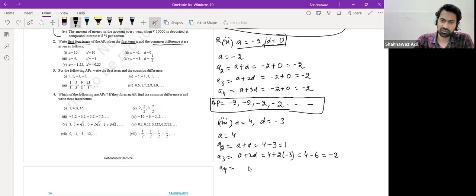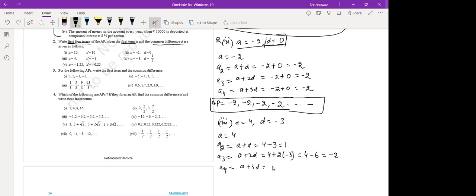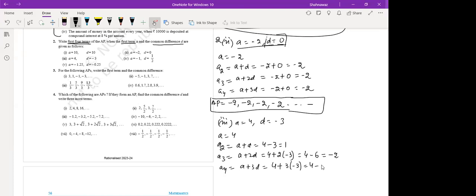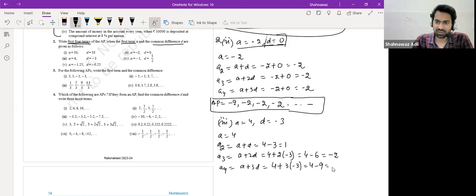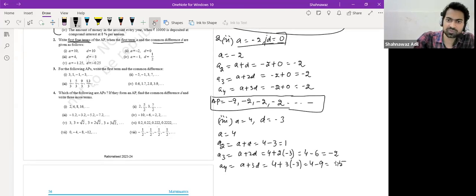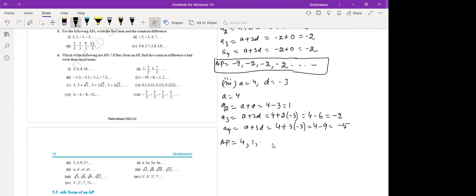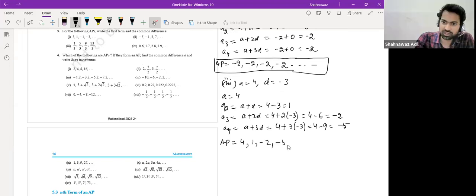And then A4 is A plus 3D. So this is 4 plus 3 into -3. So this is 4 minus how much? Oh, I have already written. So this is -5. Right. So what would be the AP? AP would be simply 4, 1, -2, -5. Right. So this is the AP.